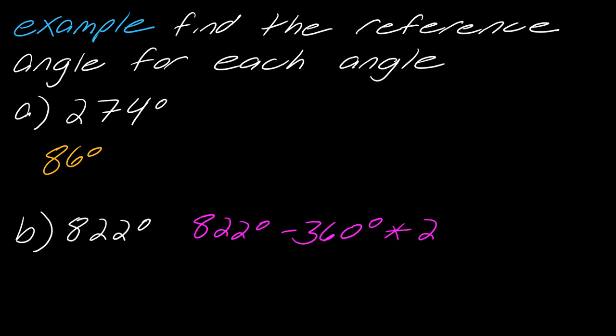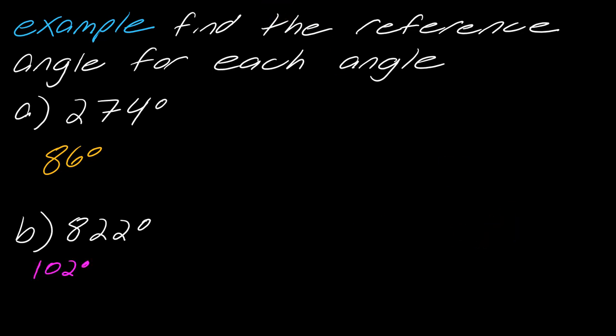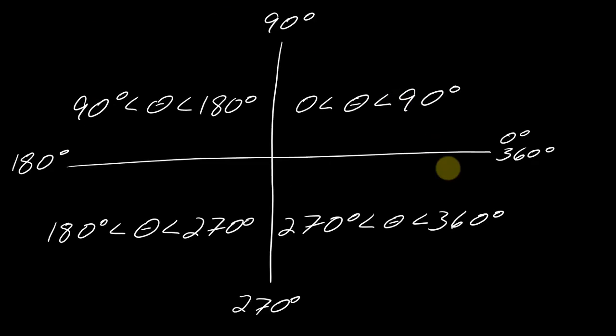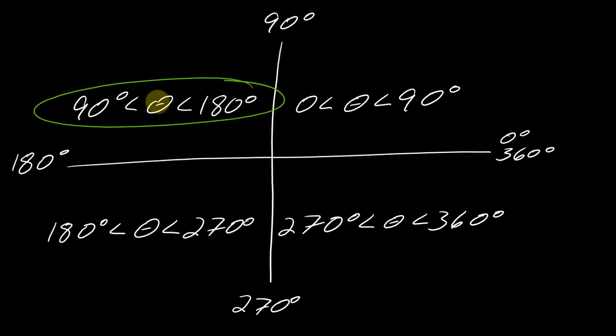So in this case, by subtracting off these two multiples of 360, I get 102 degrees. That's between 0 and 360, so this is the angle that I am interested in. So now I want to treat this 822 degree angle just like a 102 degree angle. And so once again, now I've got to get to my reference. Just using my little cheat sheet of where all my angles are, you can see that we're going to fall here in quadrant 2.